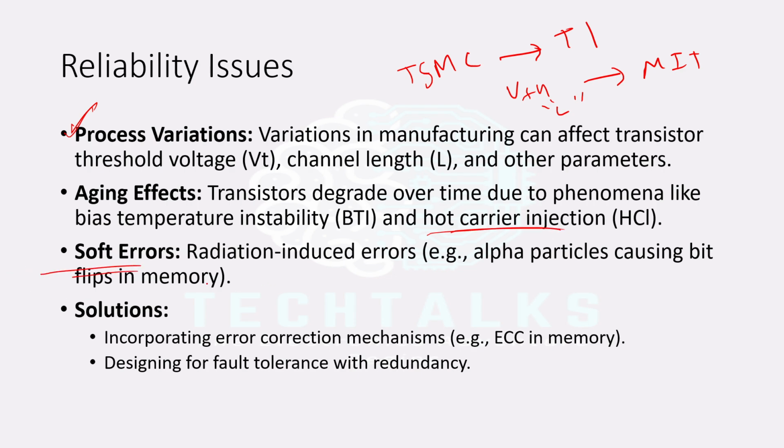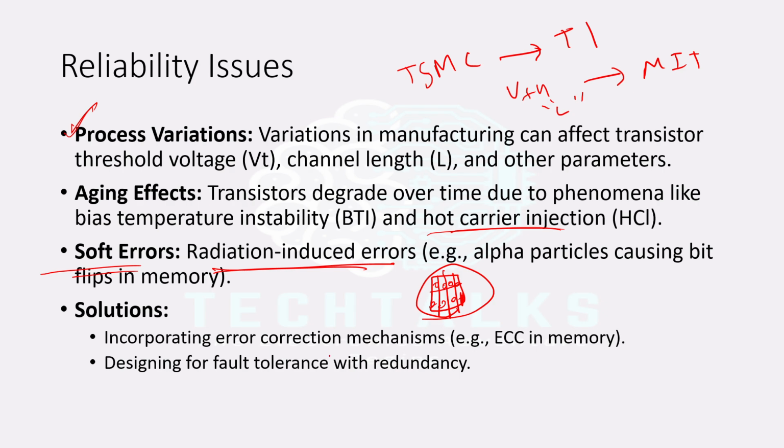Soft errors include radiation induced errors. Like you have a chip and, due to some random reason, some alpha particle or some particles hit the chip, which will flip the values in the memory cell. Like if you have a memory cell and everything is 0000, if it gets hit by an alpha particle, the 0 might change to 1, which means that data is tampered, which is not intended.